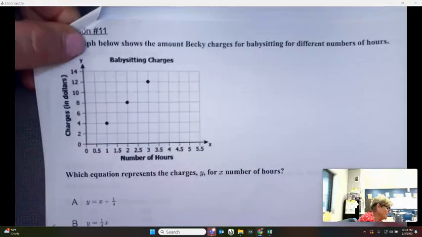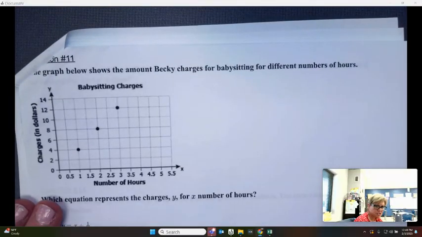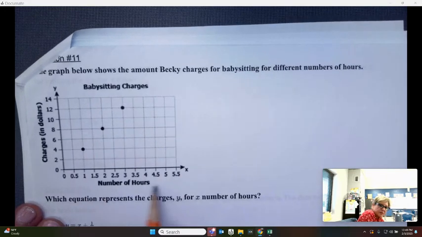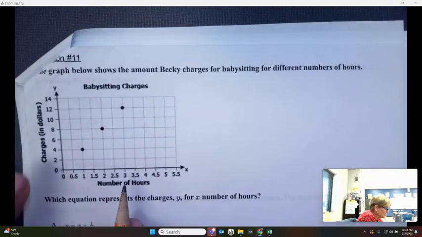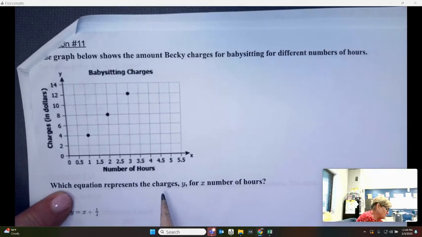Okay, this is a graphing question. It says the graph shows the amount that Becky charges for different numbers of babysitting hours. So here's the number of hours. How much she works determines how much money she makes. Which equation represents the charges Y for X number of hours?